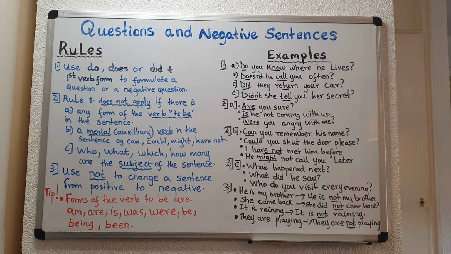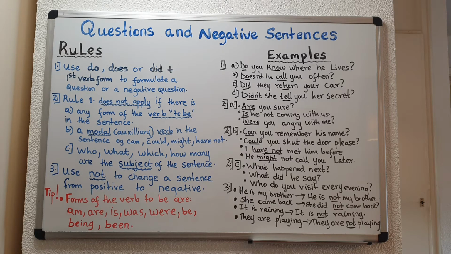Look at examples 1 on the right. Example 1a. Do you know where he lives? So you begin with do, and then obviously you use the personal pronoun depending on which is you. In the next sentence it is he. In the next sentence it is they. And in the last sentence it is she.